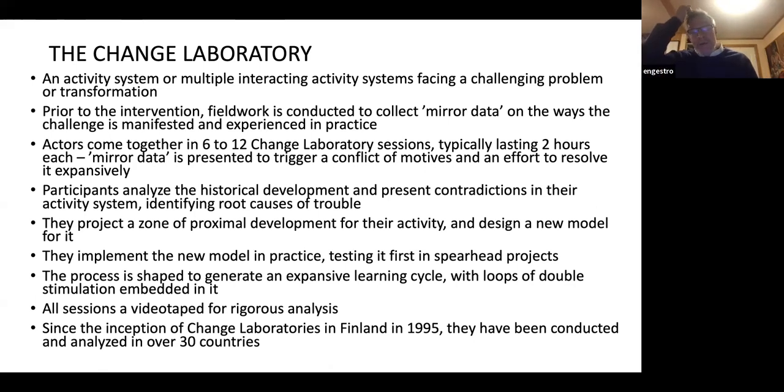The entire process is shaped to generate an expansive learning cycle which has loops of double stimulation embedded in it. And I will come back to this shortly. All the sessions are videotaped for rigorous analysis. Indeed, since the inception of these change laboratories in 1995, they have been conducted in more than 30 countries, and there is a large number of refereed publications on them, and I'll be happy to share some of them if you're interested. Feel free to also contact me separately if you need references.